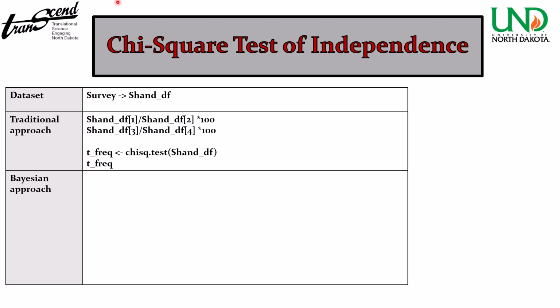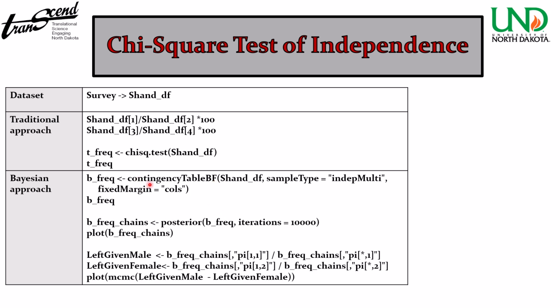And so with the traditional approach, you need to sort of get things set up here. First, I'm going to just parse out the difference between left and right-handedness between sex, just so we can see what tables we're going on here, and then you can do a chi-square test against the data frame. The Bayesian approach, you can use what's called contingency table BF, Bayes factor. You're going to need to put in your data set, your sample type, how your fixed margin is a little more complicated, so certainly walk through some of the references I have for this to get a better understanding.